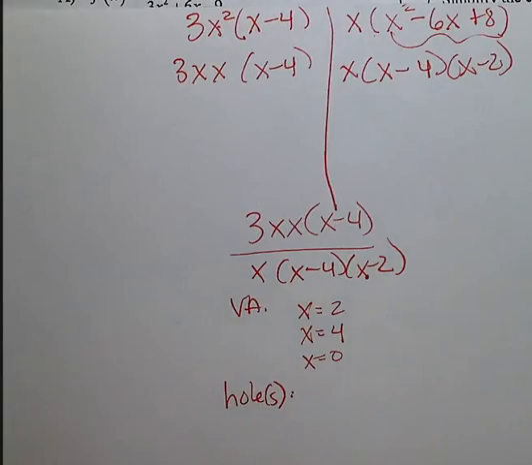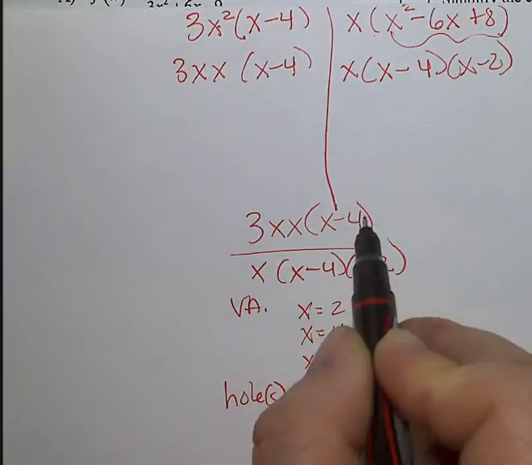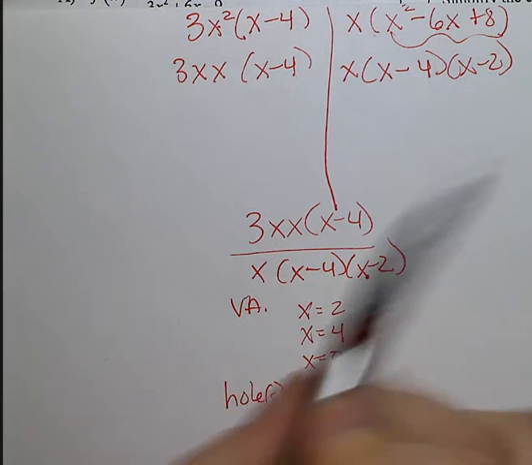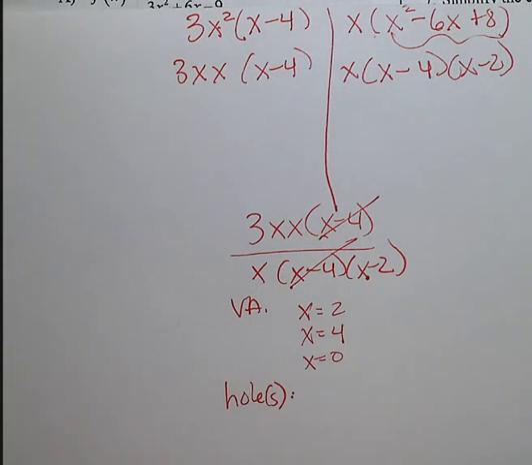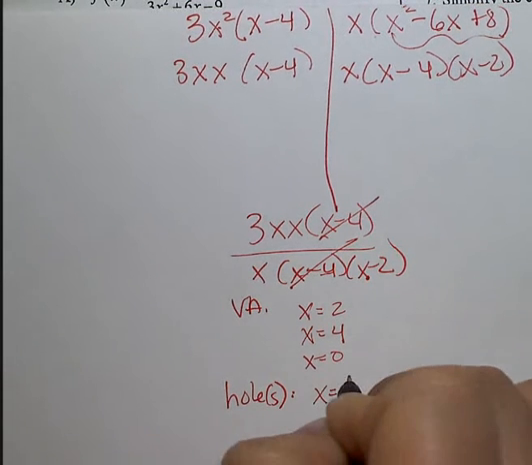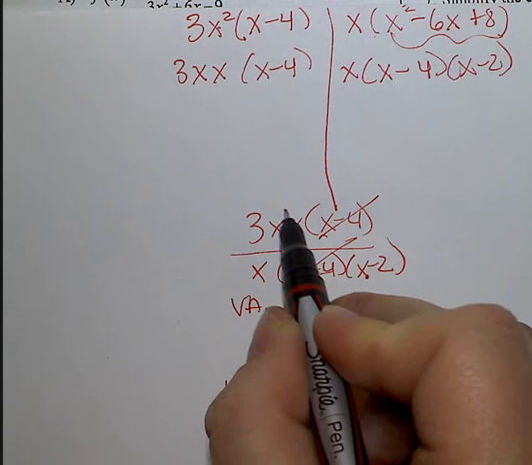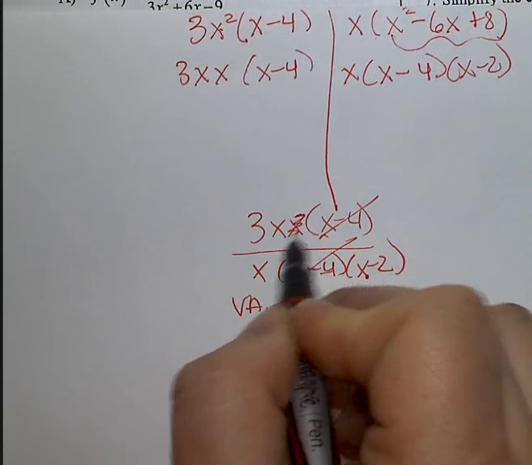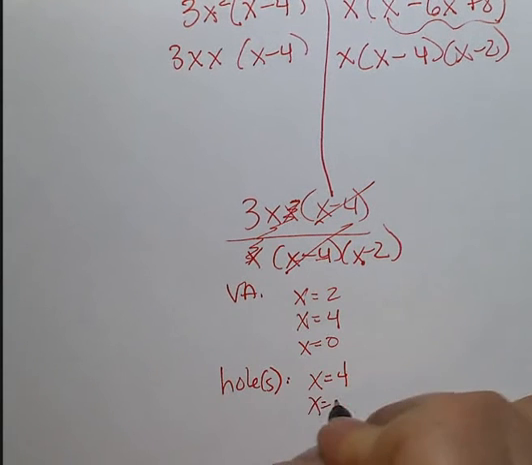Now, can anything be canceled out? There's not a factor of x subtract 2 on top, so I can't do that. There is a factor of x subtract 4. What makes this factor equal to 0? X equals 4. There is an x on top and an x on the bottom that you can cancel. And again, what makes that factor equal to 0? 0.